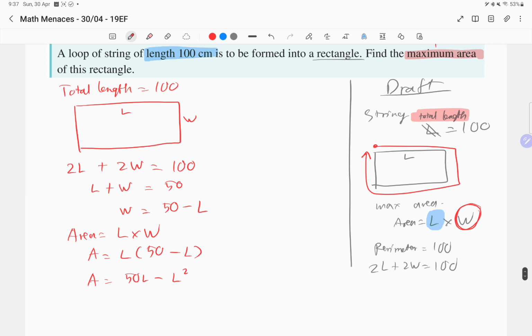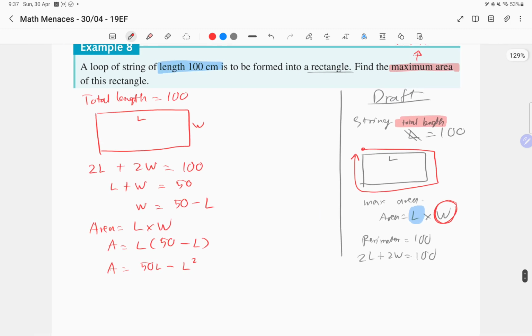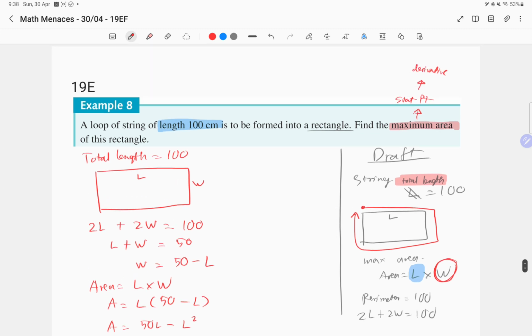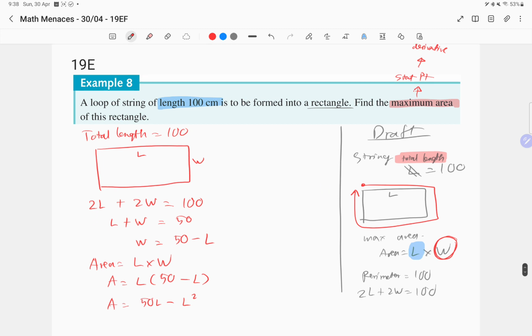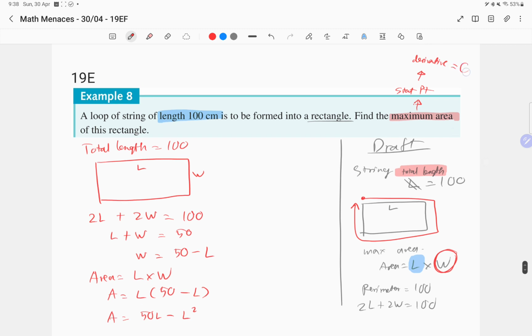So up to this point, you may get this far in the exam and be like, oh, I can get up to here. You probably get half the marks, but the rest of it is the calculus part of this chapter. So maximum means it's a stationary point, and in order to find a stationary point, you need to find the derivative and set that equal to 0, which is the concept of the last chapter.